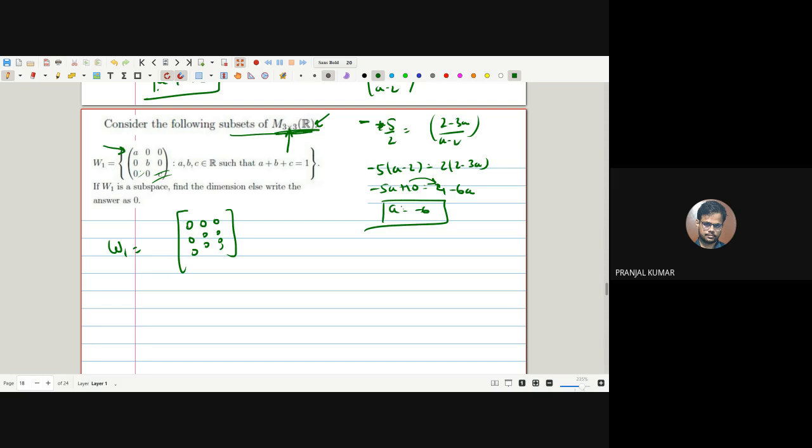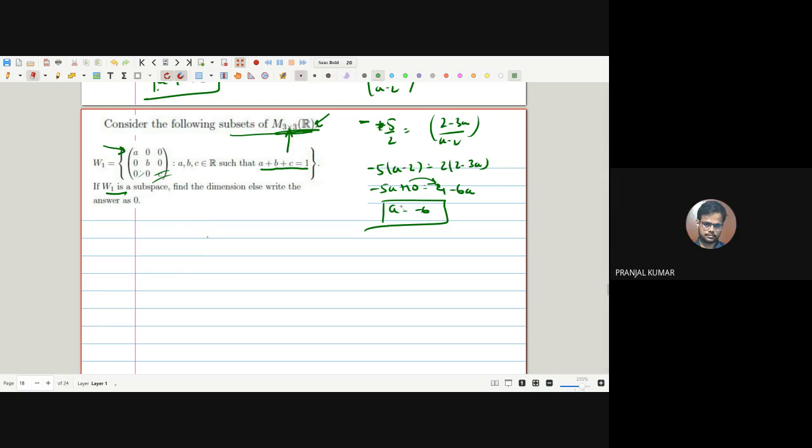It is a set of diagonal matrices with entries A, B, C such that A plus B plus C is equal to 1. So is the 0 matrix part of this? No, because 0 plus 0 plus 0 is not equal to 1. So this W1 is not a subspace. Clear? Yes or no? Yes. Okay, that is one good way.